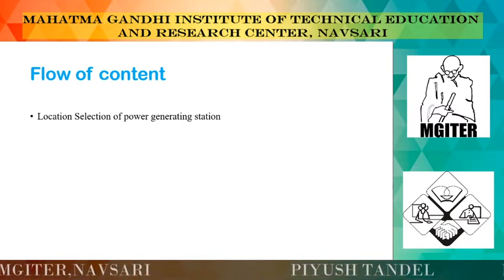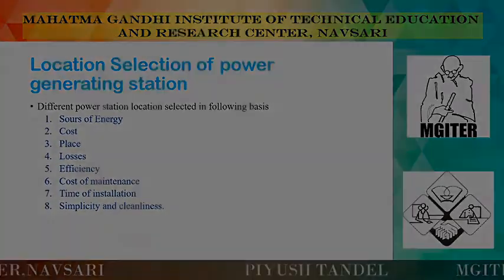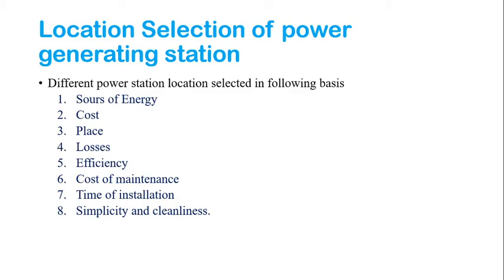So in the location of all these different power stations, we need to consider the following basis. First, the source of energy. Second, the cost required at the location of the site. Third, the place. Fourth, the losses. Fifth, the efficiency. Sixth, the cost of maintenance. Seventh, time of installation. And eighth, simplicity and cleanliness of the power station. Now we are going to discuss all these topics in detail.